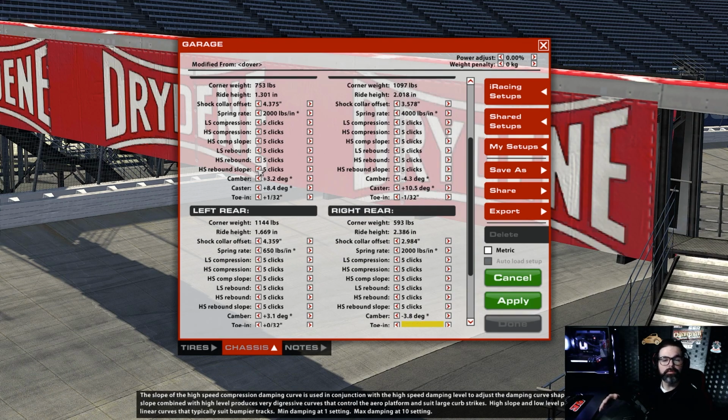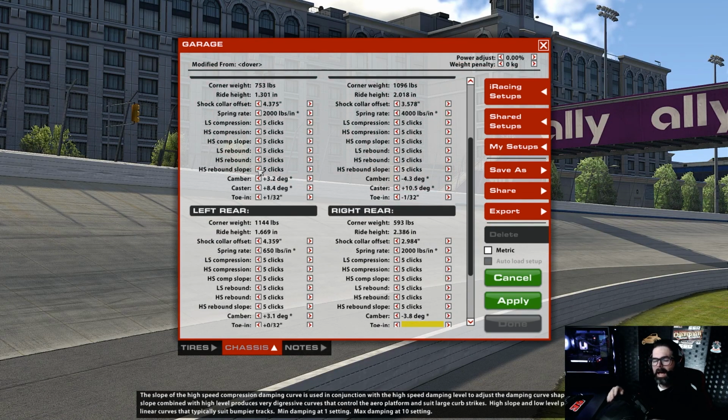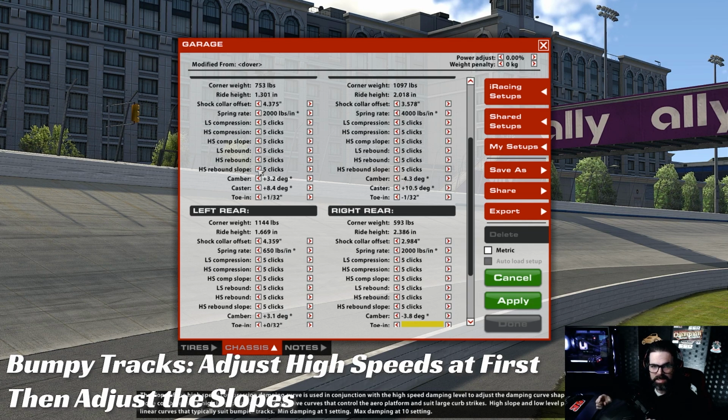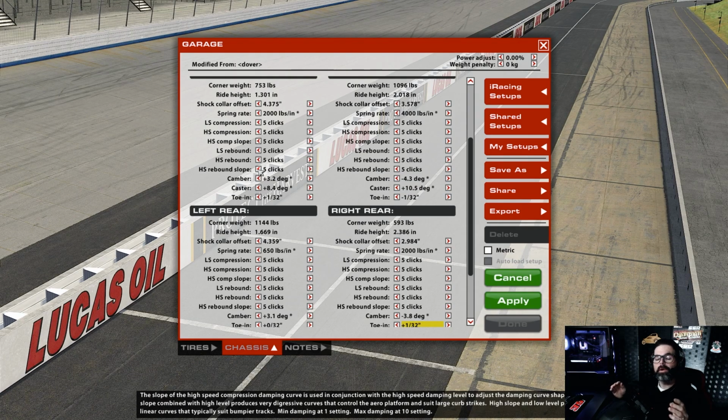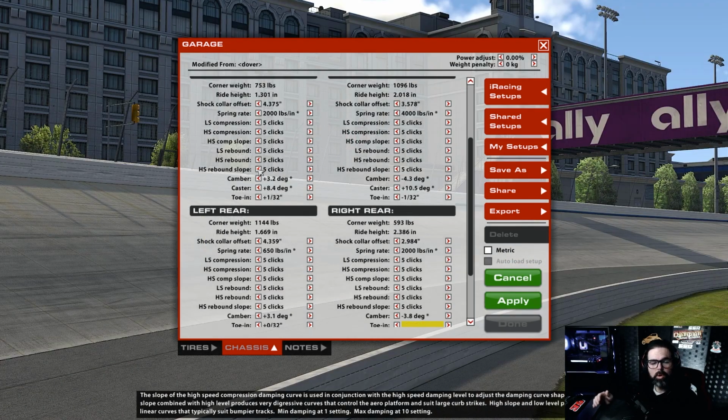Now, what do you do if you're at a bumpier track? Well, at a bumpier track, what I will do is I will actually adjust my high speed compression and high speed rebound first, get that dialed in, and then I will look to match the slope with that. Now, there will be times on bumpy tracks where I will actually adjust the slope first and then look to fine tune with the high speed compression or high speed rebound.